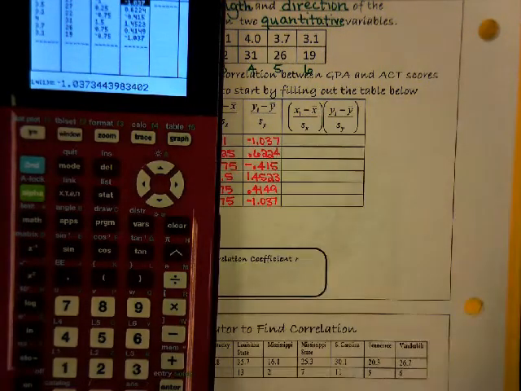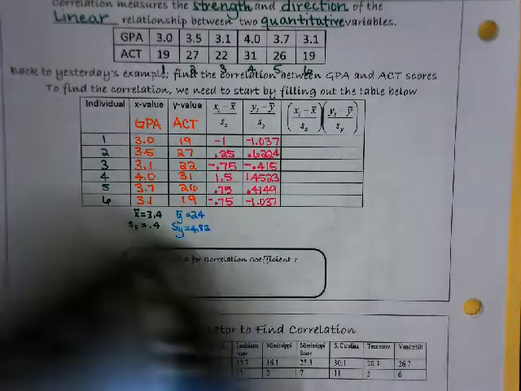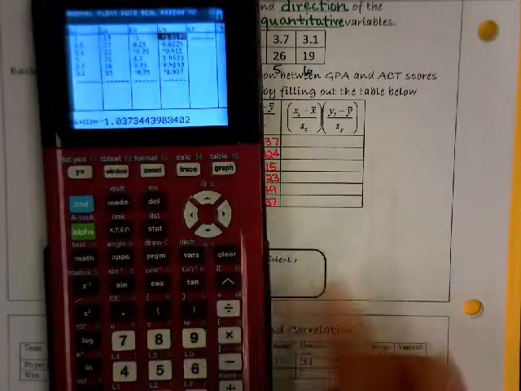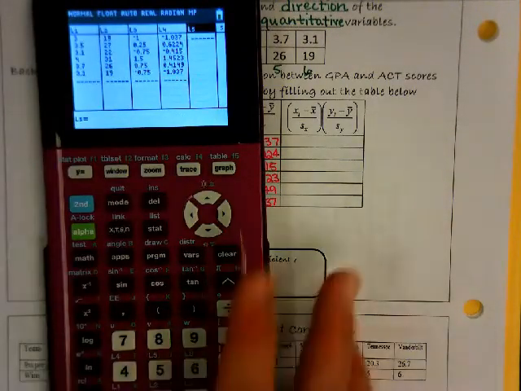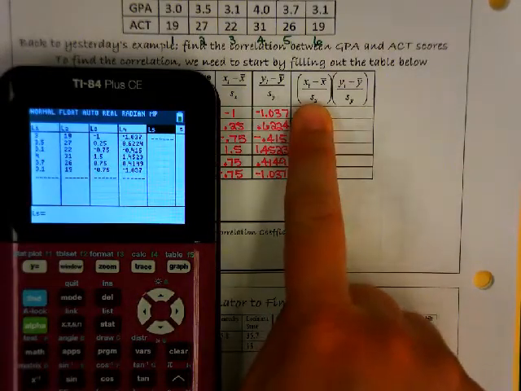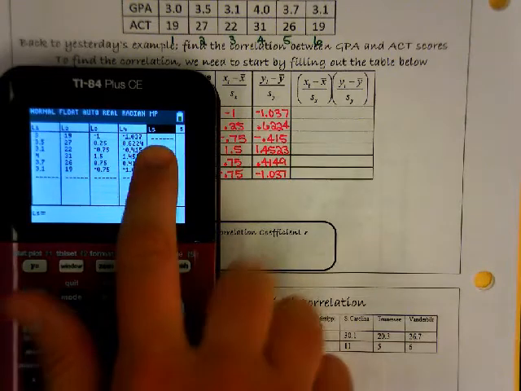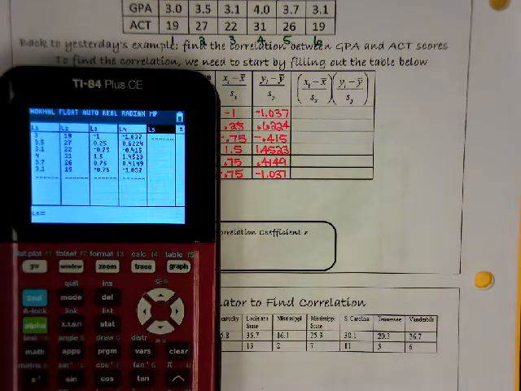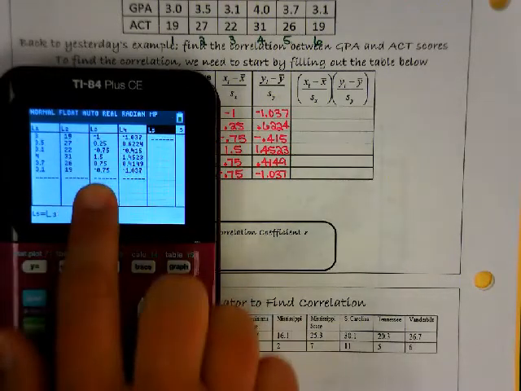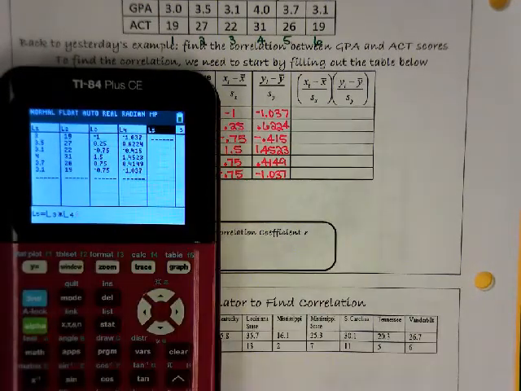So we're going to define list 5 to be list 3 times list 4. This is your z-score for x times your z-score for y. So we're going to define list 5. Make sure you're on L5. And we're going to define it as list 3, my z-scores for x, times list 4, my z-scores for y. And I get the numbers I need for my last column.